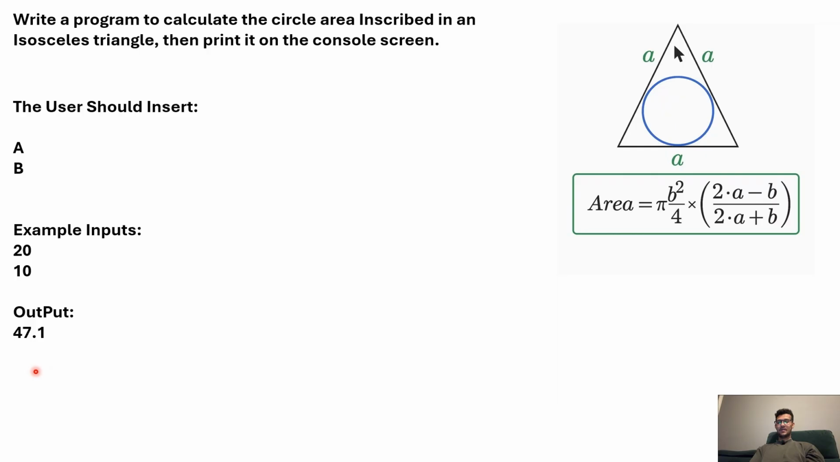We will write the code like this: area equals pi multiplied by B squared divided by 4, multiplied by (2 multiplied by A minus B) divided by (2 multiplied by A plus B). Let's go to Visual Studio to see how we're going to convert this math into code.